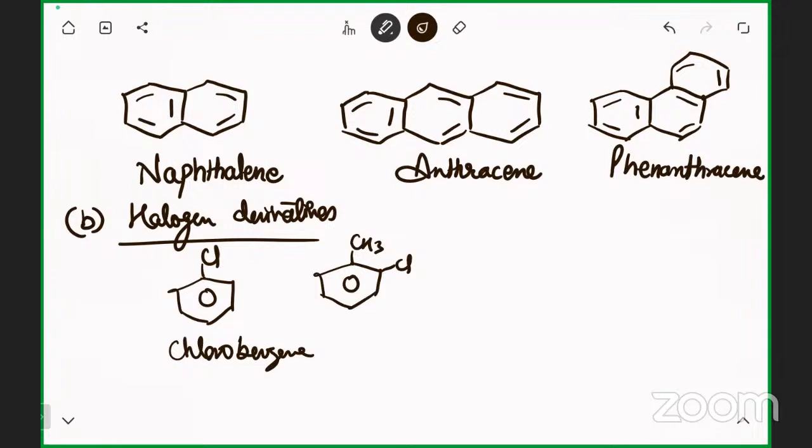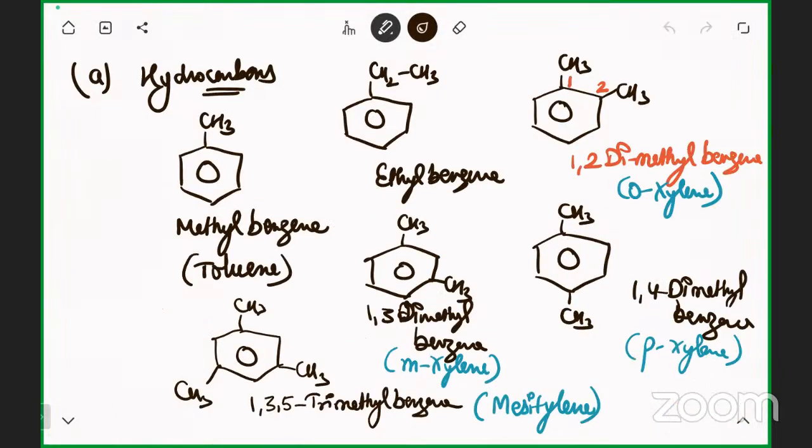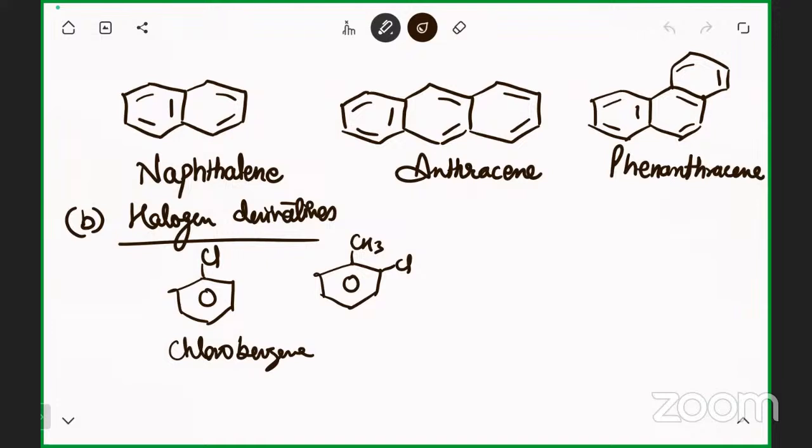Benzene, then here we have CH3, then we have Cl. Can anyone tell me the name of this compound? I told you just a minute ago that whenever there's benzene with CH3, we say toluene. So 1, 2, second position Cl, so 2-chloro. At the last, what will you add? Toluene. Or you can write ortho-chloro toluene.